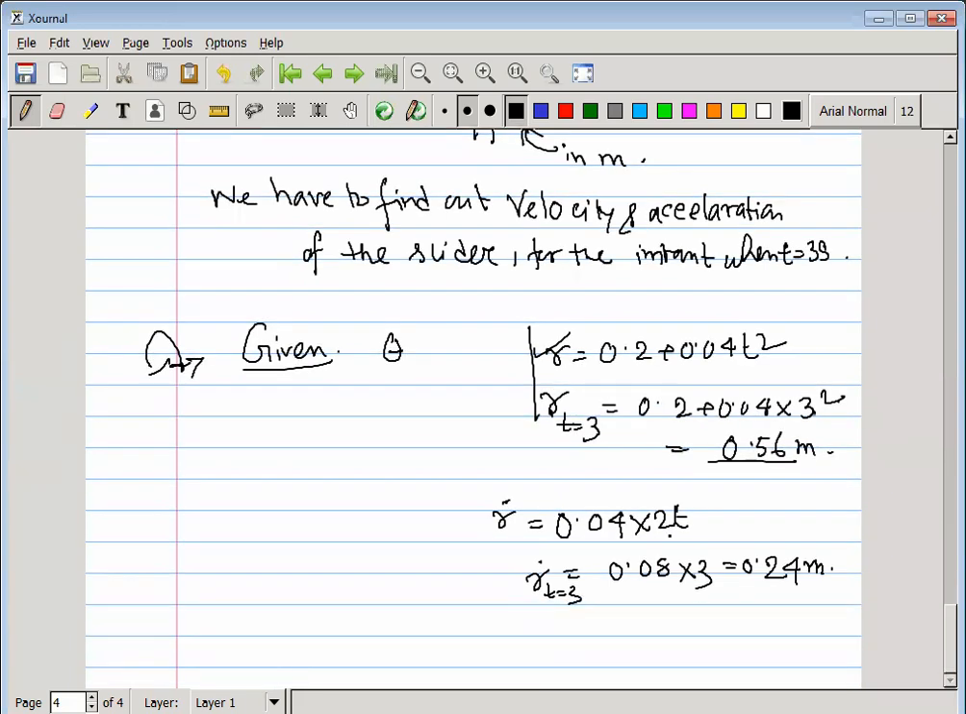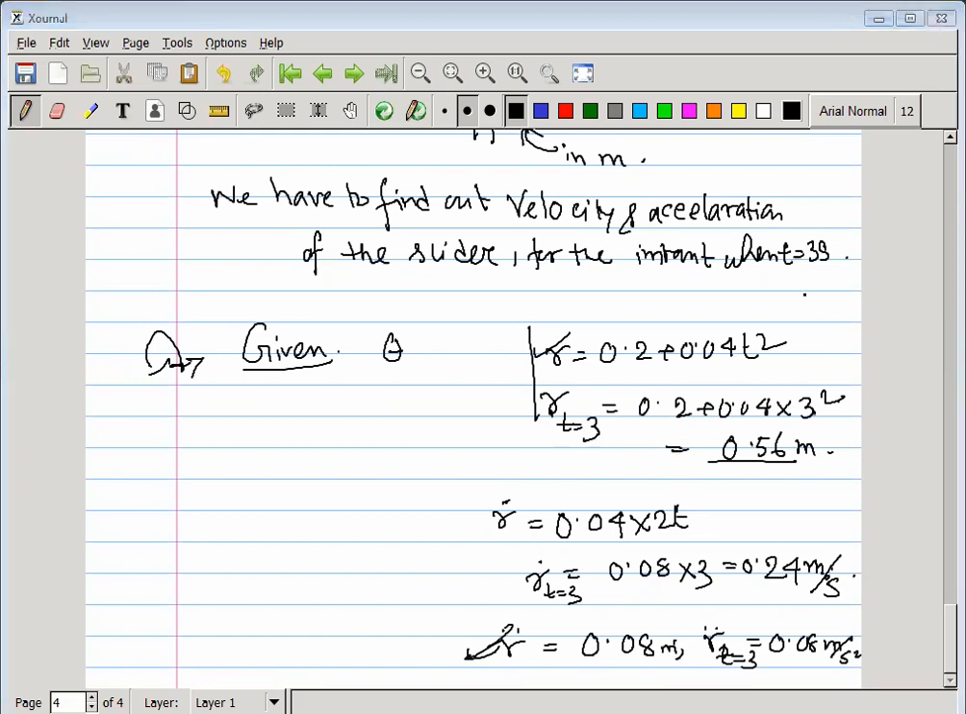And r double dot is 0.08 at time t equal to 3. Sorry, one thing: double dot means acceleration, so that should be meter per second square, and dot means velocity, so that is meter per second, and r was in meter. Okay, now this is the one part.